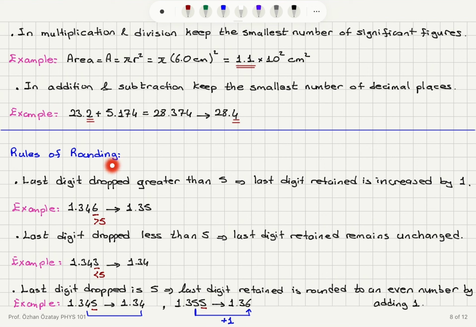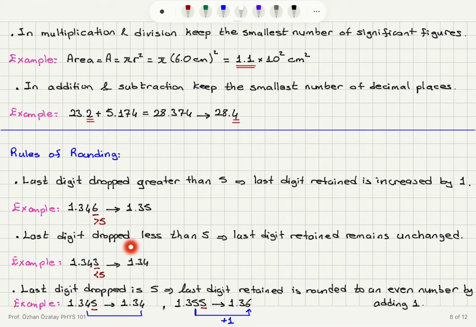What are the rules of rounding? If the last digit dropped is greater than 5, the last digit retained is increased by 1. So here's the example, 1.346. This is the result of our calculation, let's say, and we want to have three significant figures. So what we need to do is to drop this 6, but because 6 is greater than 5, we're going to add 1 to the last digit retained, which is 4, so it's going to be 5. Therefore, this will be reported as 1.35.